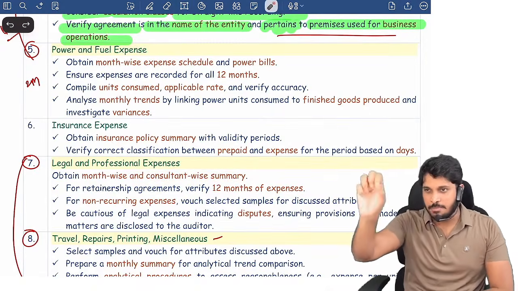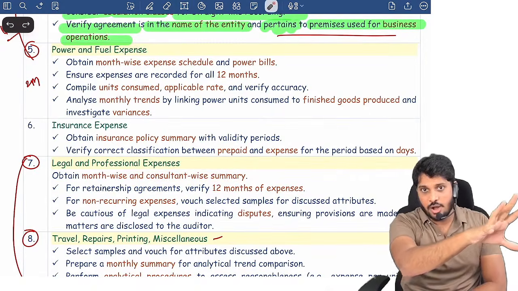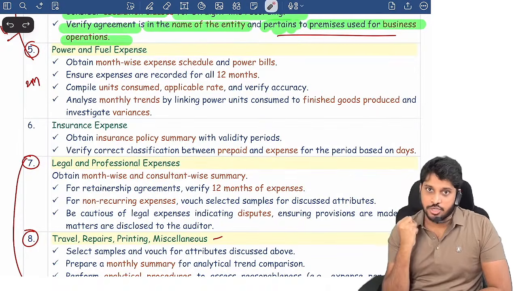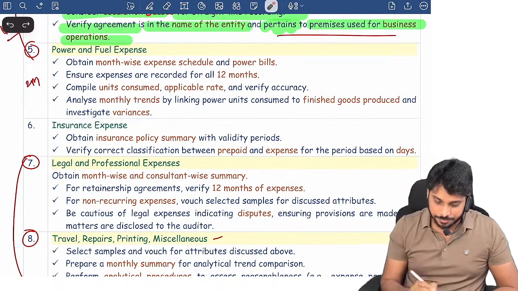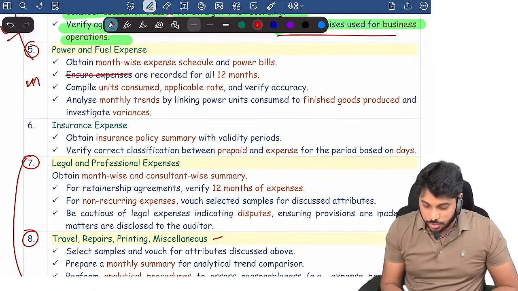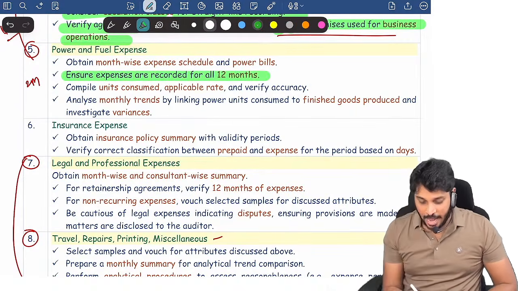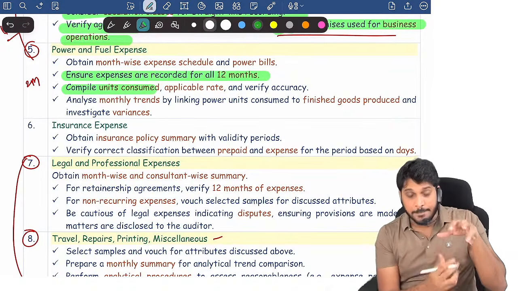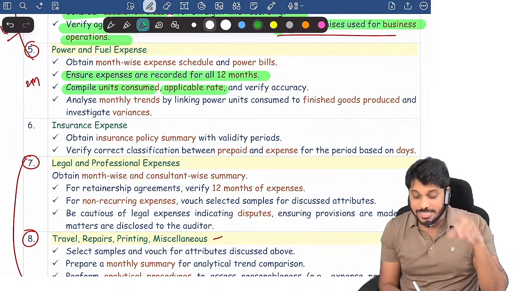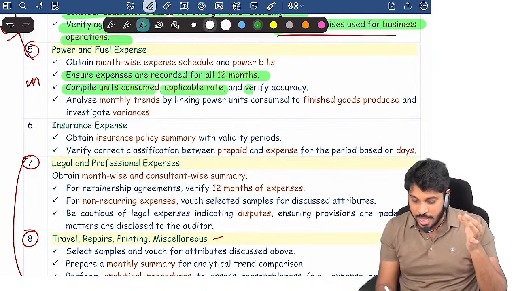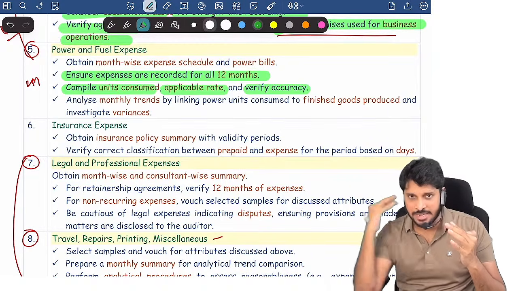Mr. X, one lawyer, Mr. Y, auditor, Mr. Z, internal auditor. Consultant-wise summary you should get, month-wise you should get. Now check. Ensure power and fuel expenses are recorded for 12 months, and you have to compile how many units we consumed, what is the rate applicable for electricity per unit, and verify the accuracy with which the power bill is calculated.